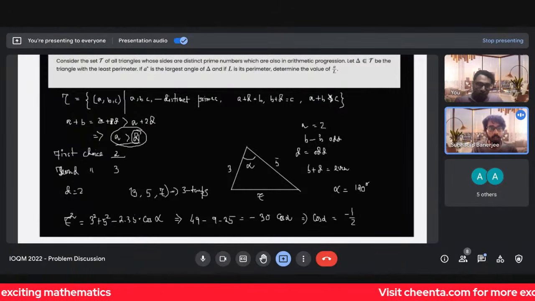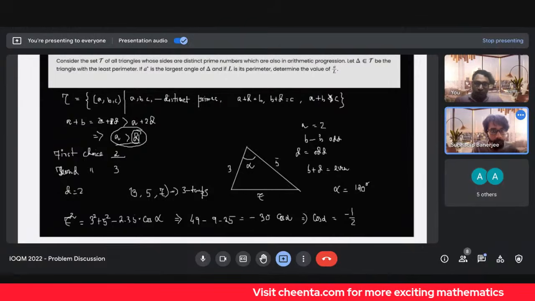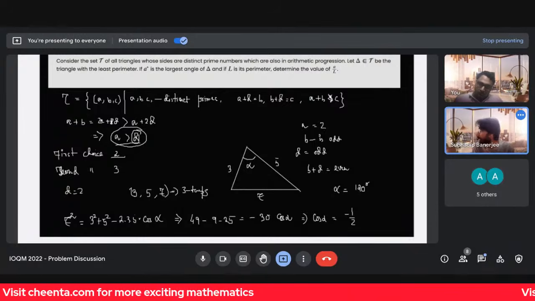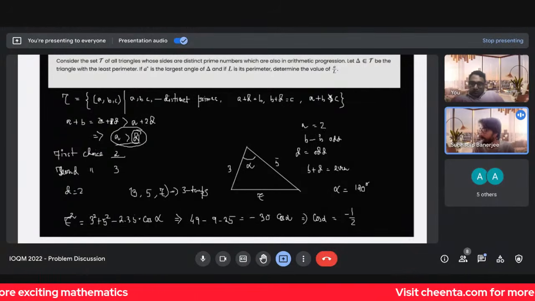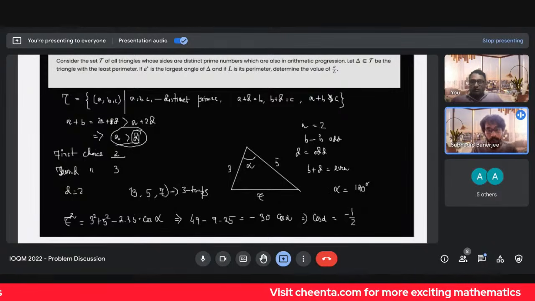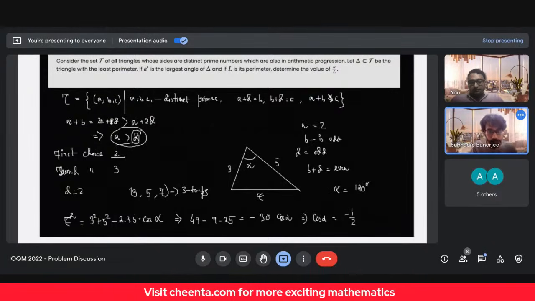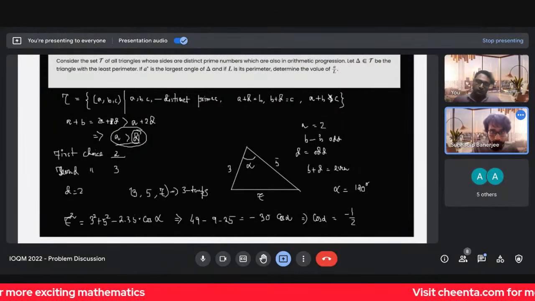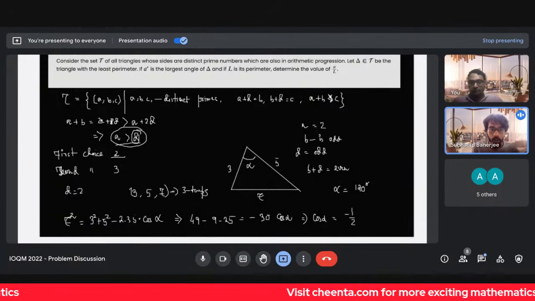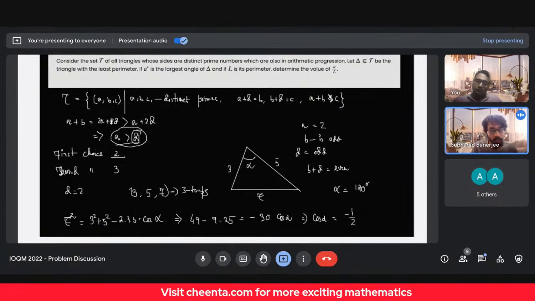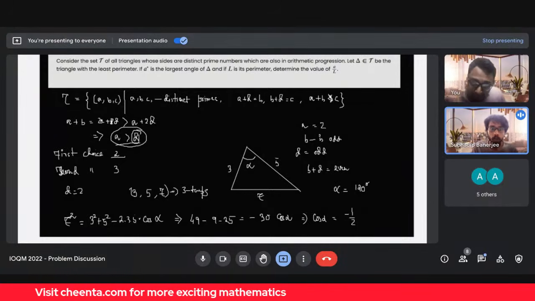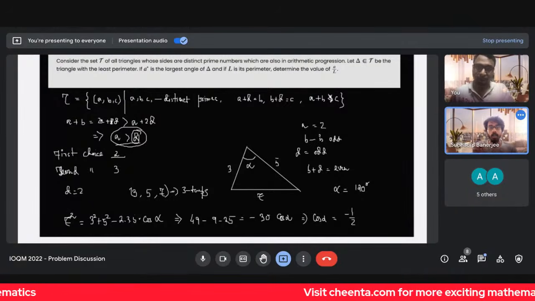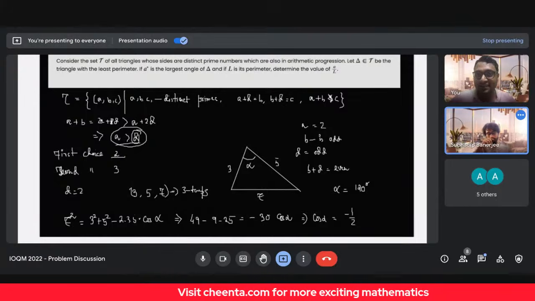And finally, what do we have? The last condition is that we have to calculate L. We have our triangle of which each and every side is a prime, distinct primes, and those are in arithmetic progression. And this is the least we actually checked. So our L is 3 plus 5 plus 7, that is 15. So the quantity asked in the question, that is alpha by L, that should be 120 by 15, resulting in 8. And this ends the problem. That's great. Thank you, Shubhadeep.